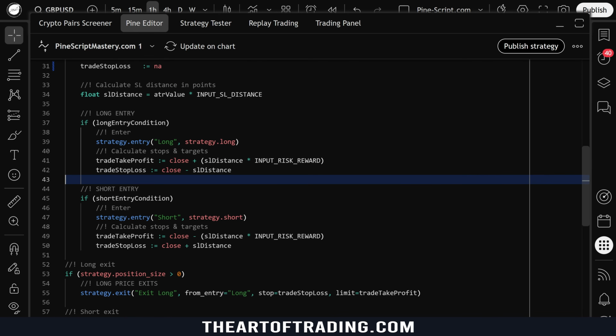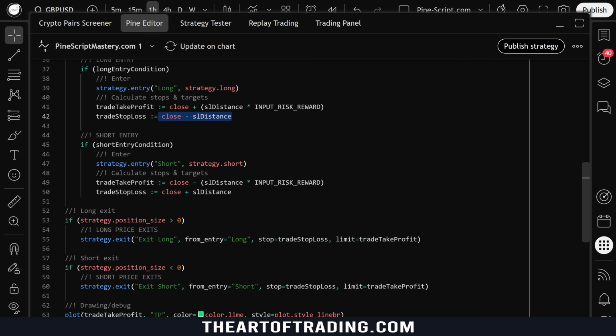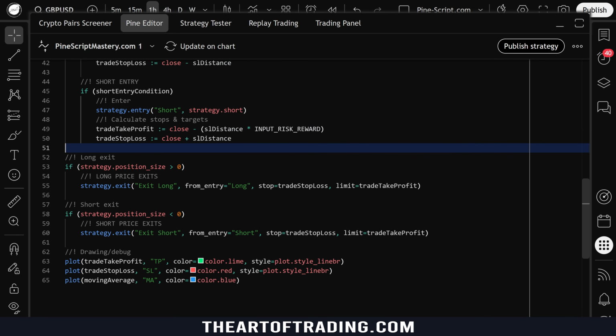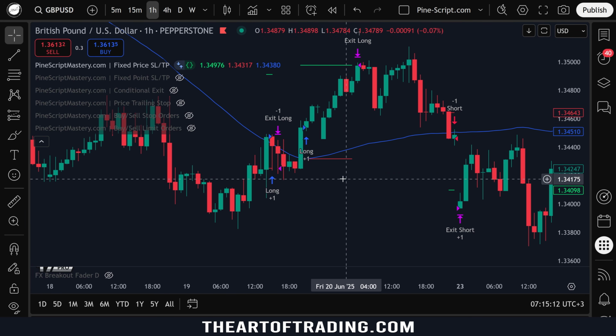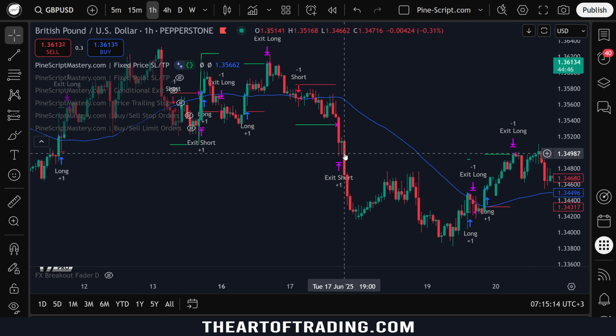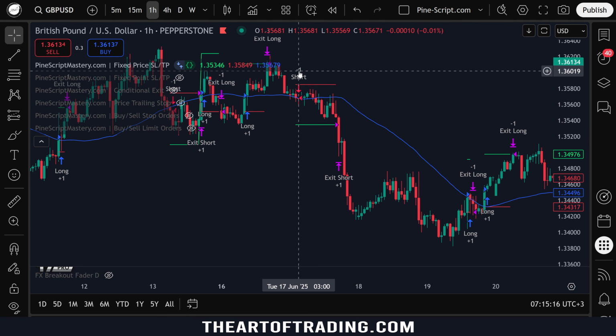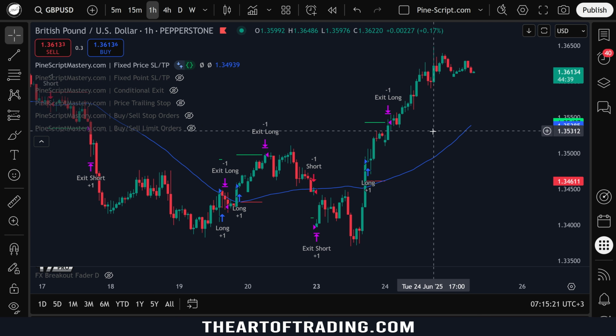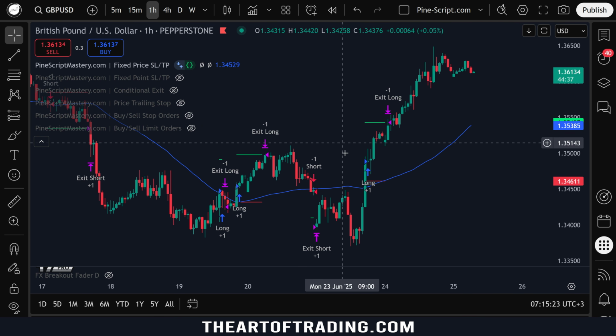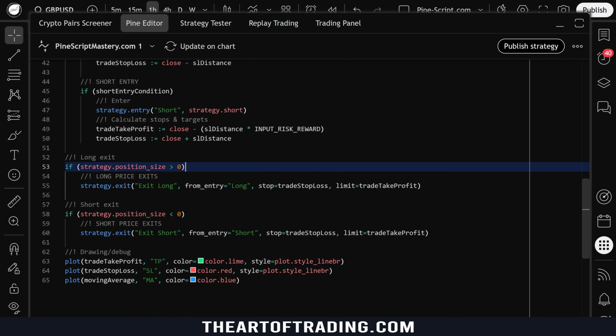So once we've entered a trade, these values store our stop loss and take profit price. And what we need to do now is check if our position size is positive, that means we are long. The contracts that the strategy tester holds are based on the direction of our trade. So if we're short, we will hold a negative position size. If we are long, we will hold a positive position size.